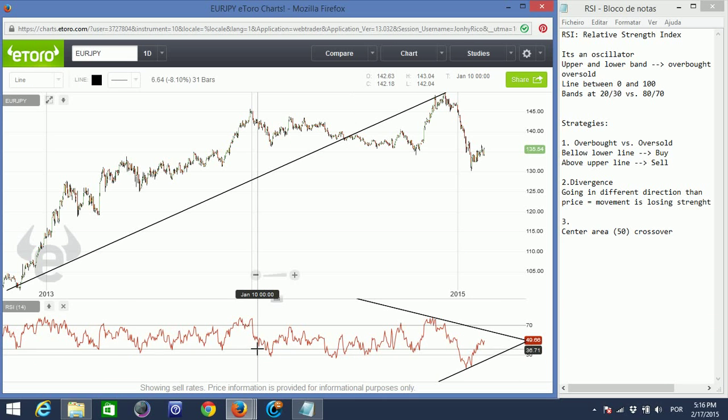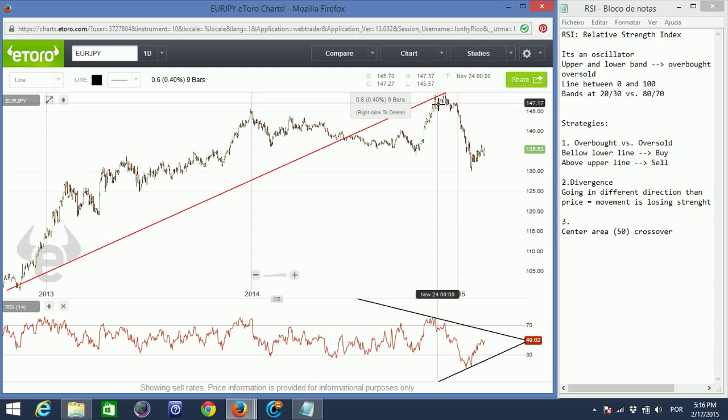Let's go to the next example, the Euro Yen. This is a divergence example, actually. What I want to mention here is that over there, the price was going up, right? We have two highs.